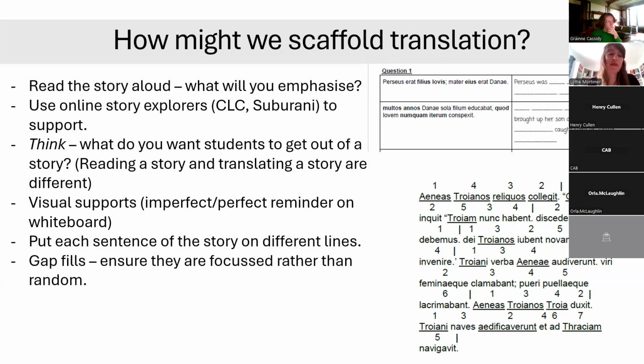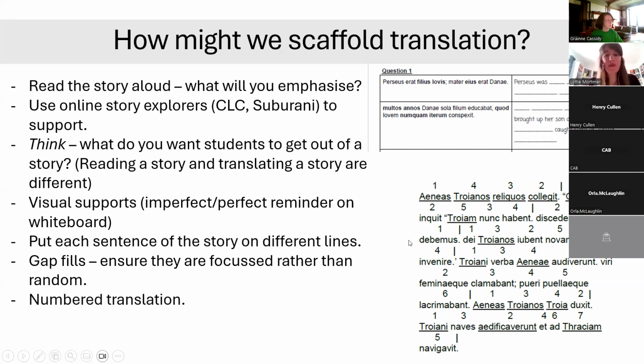Gap fills. What's really important, I would say, about gap fills is to ensure that they're focused rather than random. Don't just remove random words. Think really carefully, what is this gap fill a scaffold for? My one at the top, this was a feedback task for a GCSE exam. And it was some stuff we'd gone over, some tricky parts. I just wanted them to focus on the tricky stuff that I'd already talked to them about. I didn't want them to focus on anything else.